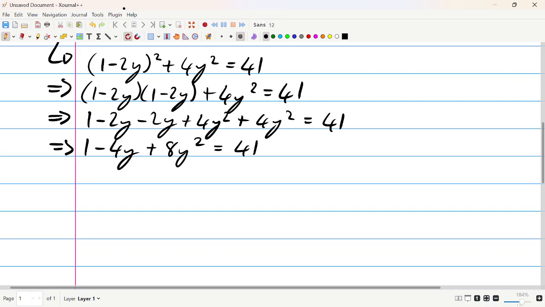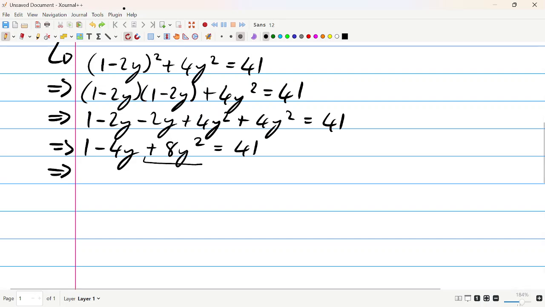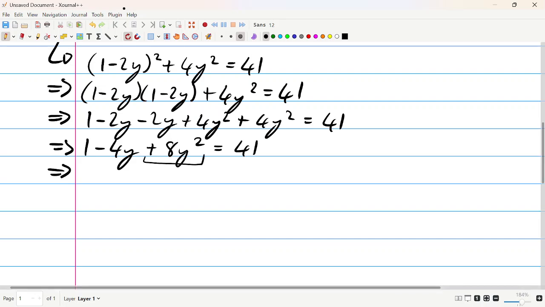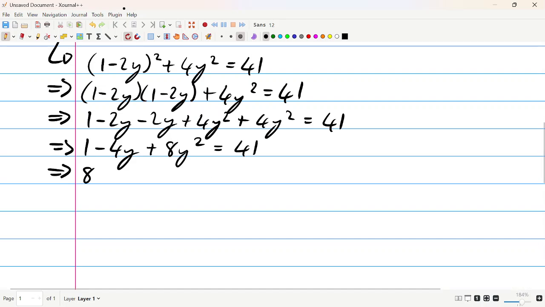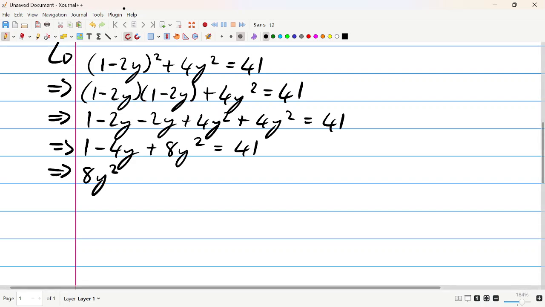And then from here, we need to solve for y. So we notice that we have a highest degree of 2. So it's going to be a quadratic equation. And because it's a positive over here on this side, we're going to take the 41 over. So therefore, what we're left with, I'm going to regroup it as well. 8y squared minus 4y. And then we take the 41 over, that's going to be minus 41. So minus 41 plus 1 is just going to be equal to minus 40 is equal to 0.